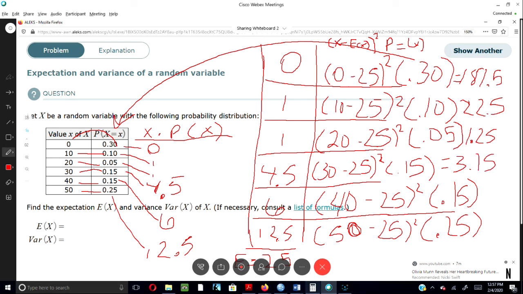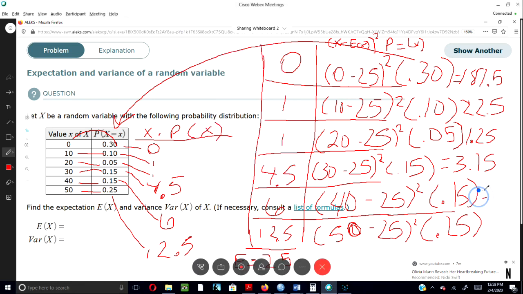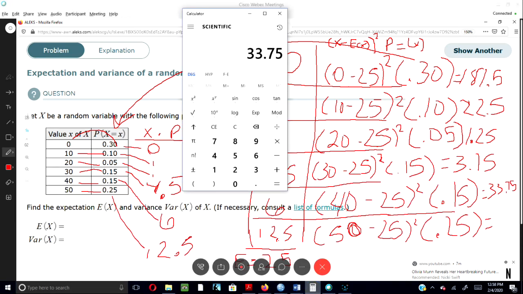Okay, we're almost done here. Once again, we'll do open parentheses 40 minus 25 close parentheses squared times 0.15, and that's going to give us 33.75. Okay, this is the last one. Open parentheses 50 minus 25 close parentheses squared times 0.25, and that's going to give us 156.25.